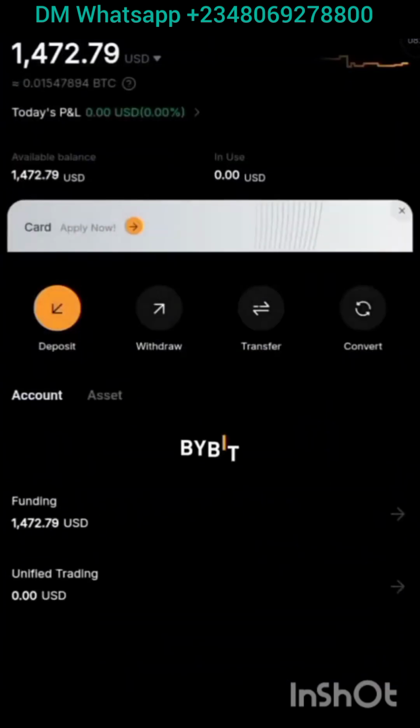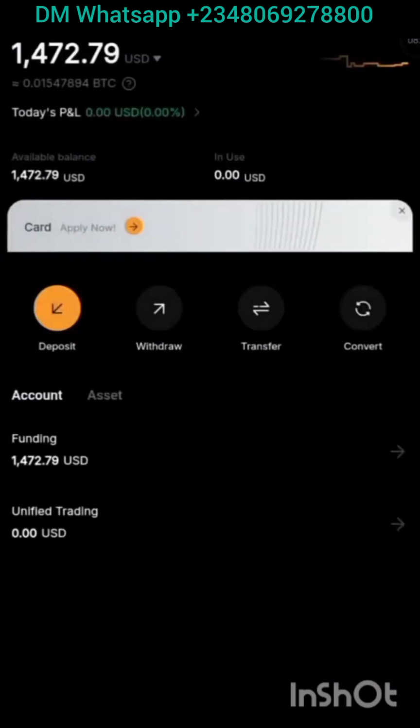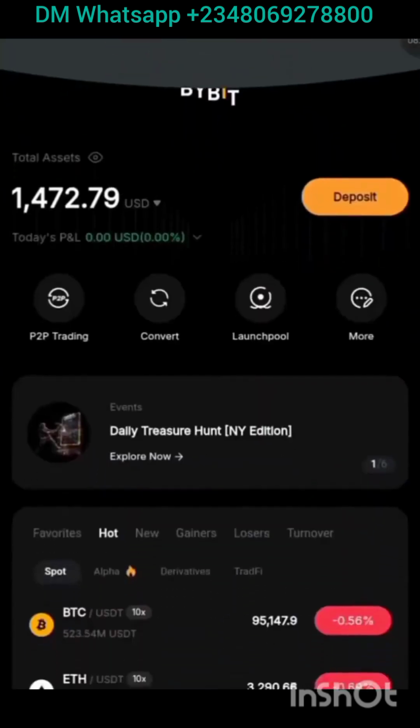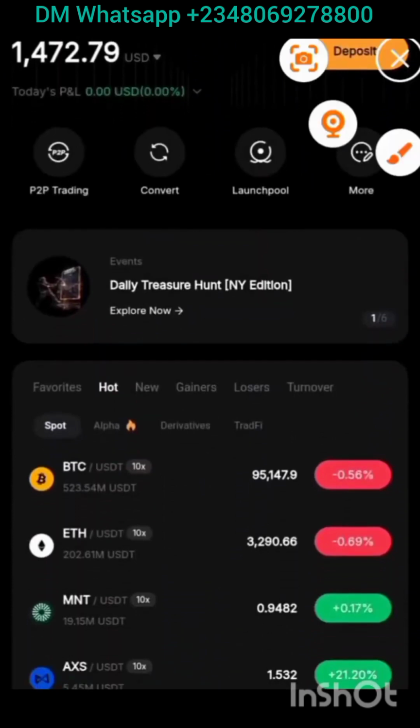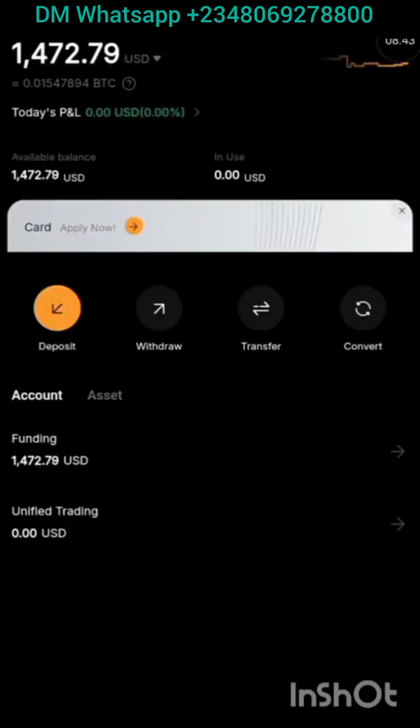So you can start small even if you don't have much. You can see that here we have gotten 400 USDT. So you can see that the bot is very, very profitable.